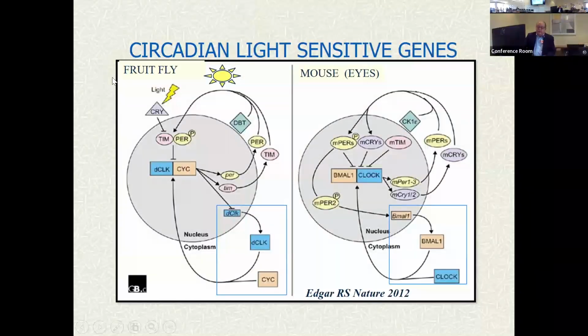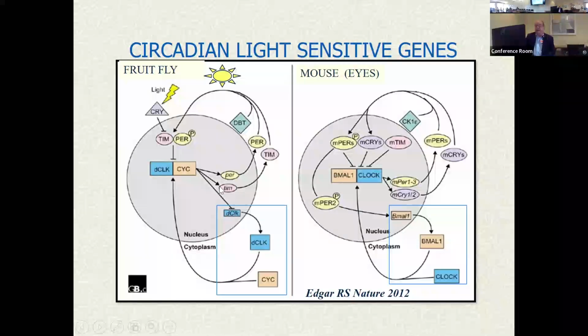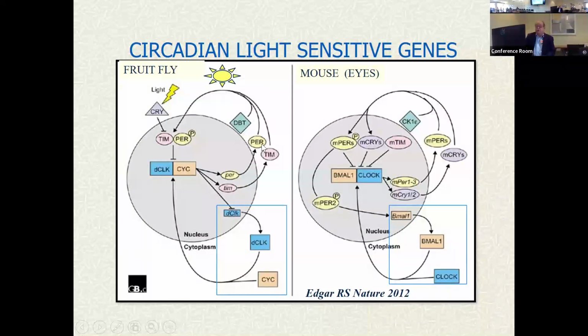So circadian, the fruit fly: you have direct light that activates something called cry, and then it goes to tim and per, timing and period. They go to the clock gene, and it comes out of the cytoplasm. It goes back in and activates per and tim that go back to work with per and tim. So direct light in fruit flies.